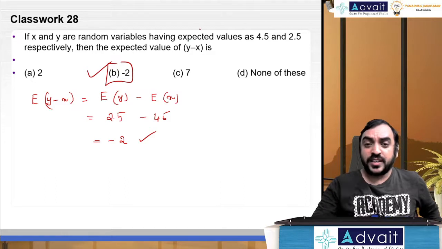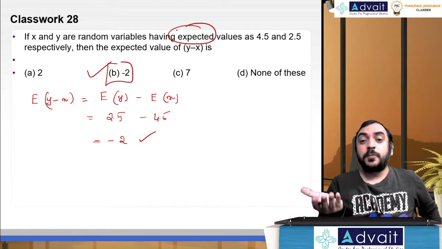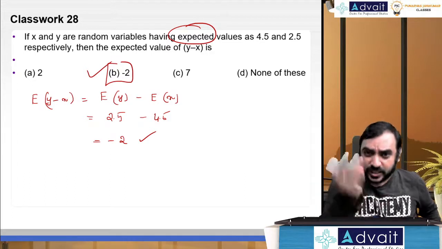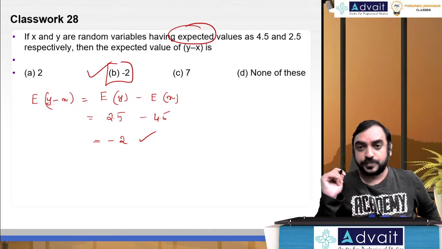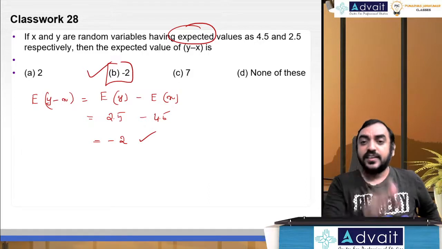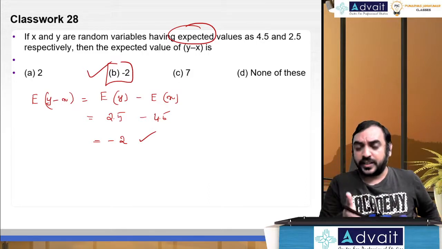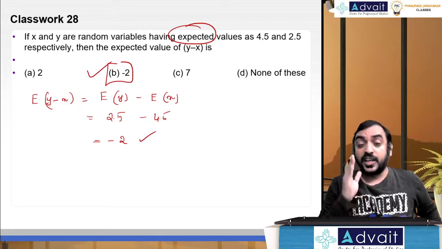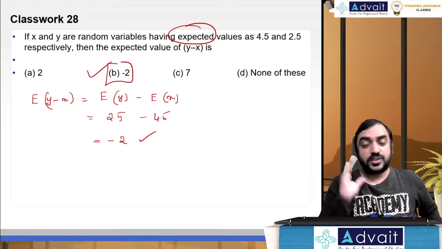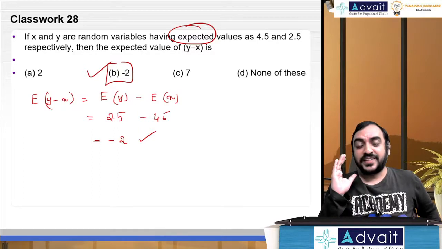And what is the meaning of expected value? Expected value, E of x, the mathematical value of expectation, is nothing but the average, X bar only. Some people say mu. What is that? Mathematical value of expectation, central tendency. So central tendency can be negative. Some people might be confused, but I hope you are clear by this.